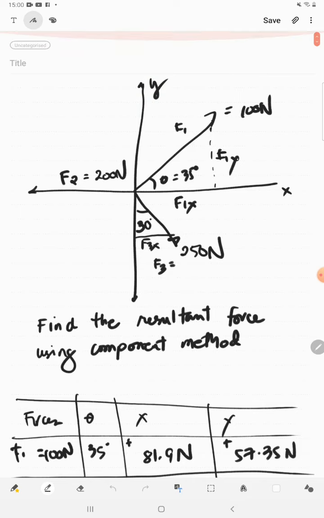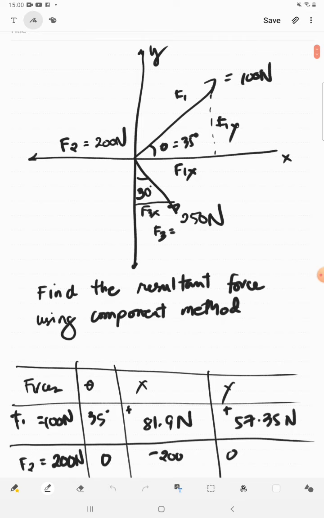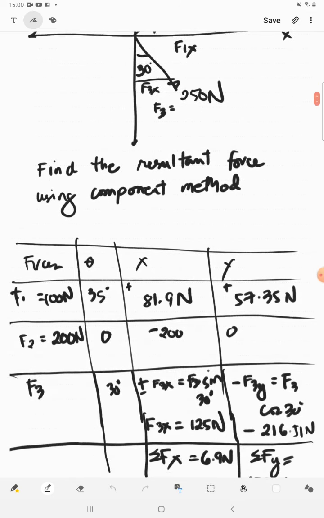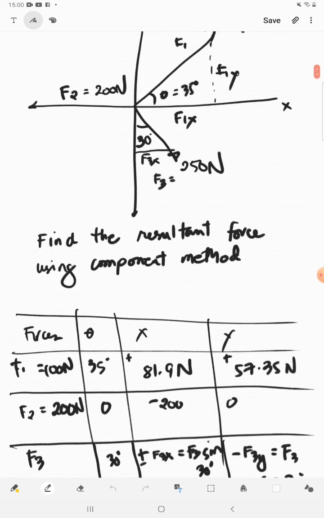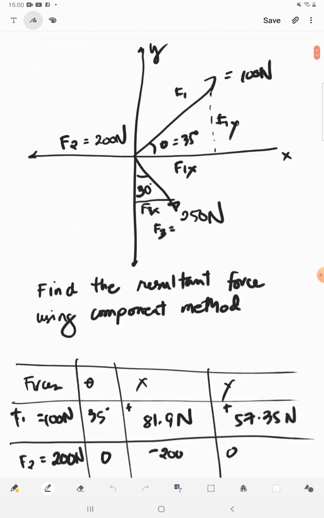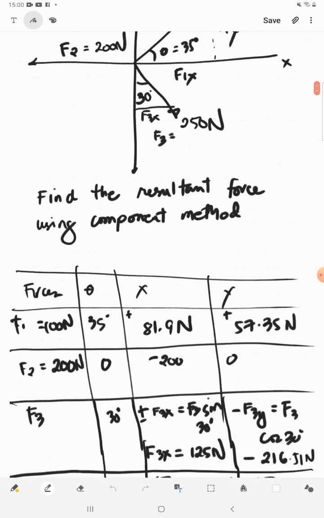Okay, so for this, we need to resolve the components of your F1x and your F1y. So solving, our F1x is simply equal to F1 cosine of 35 degrees, and the answer is 81.9. And your F1y is F1 sine of 35 degrees, which is simply equal to 57.35. Okay, so they are both positive.